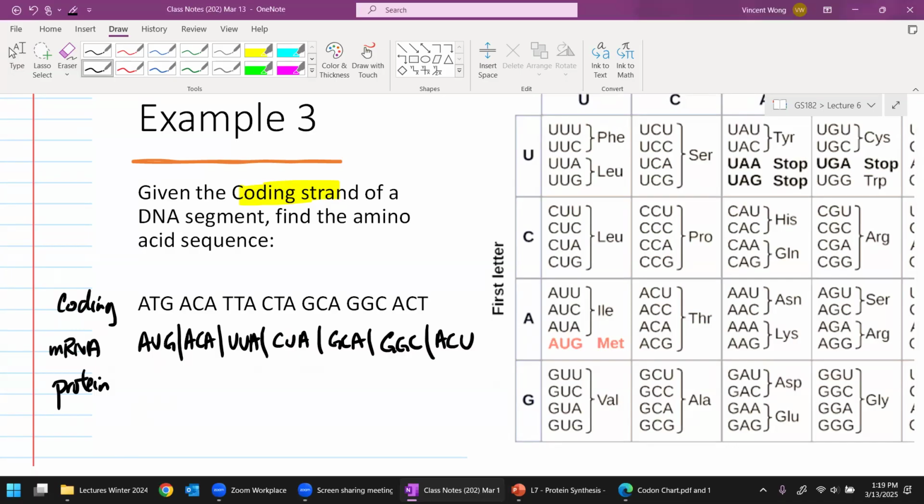All right, for the protein, here we go. MET. What is it? Oh, THR, yeah. And then GCA is ALA, right? GGC, ACU.